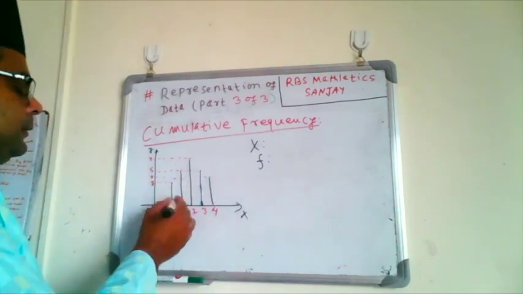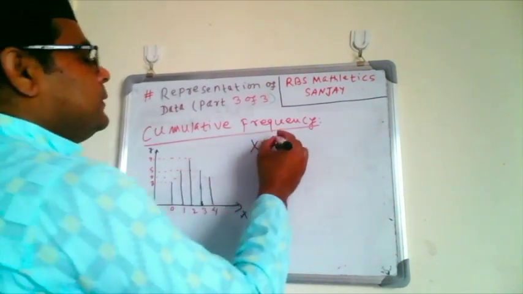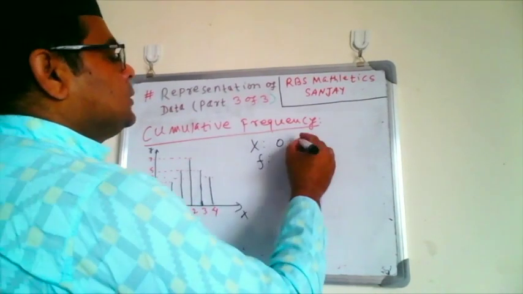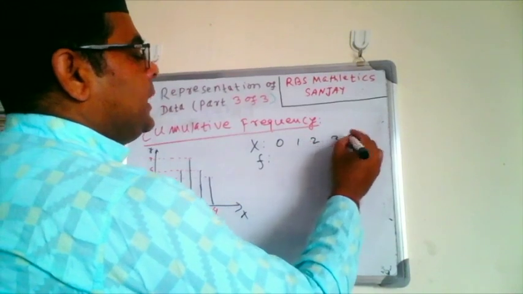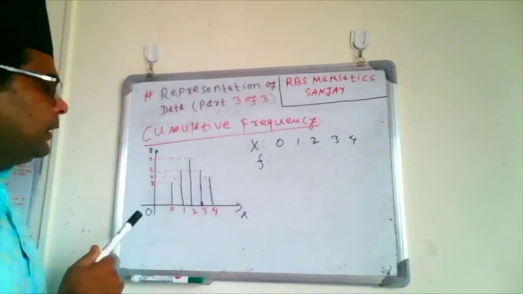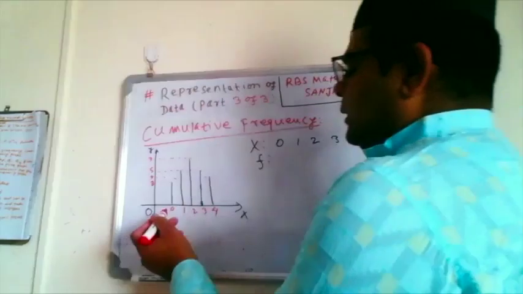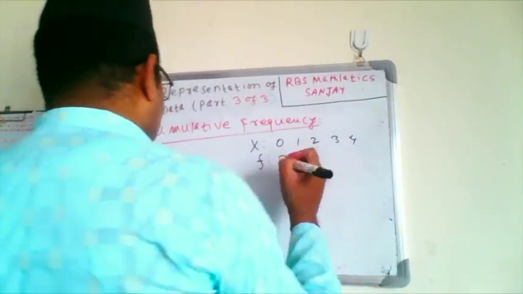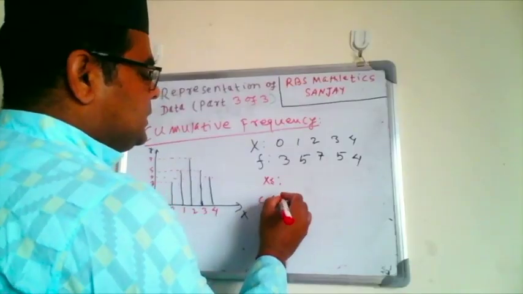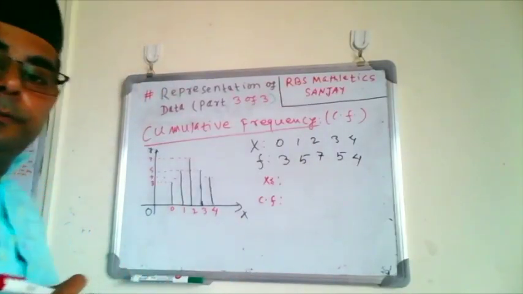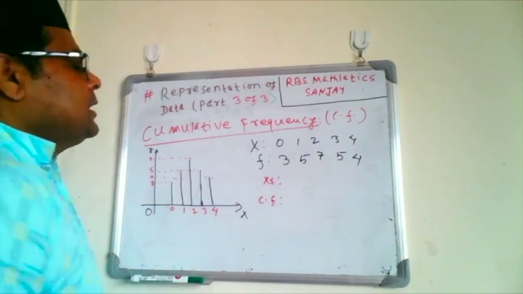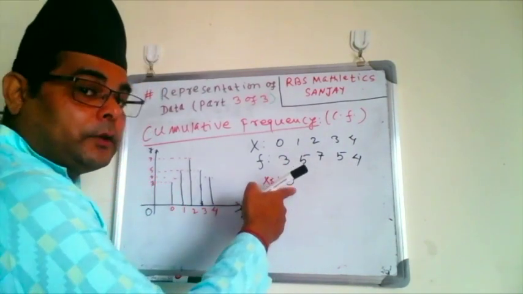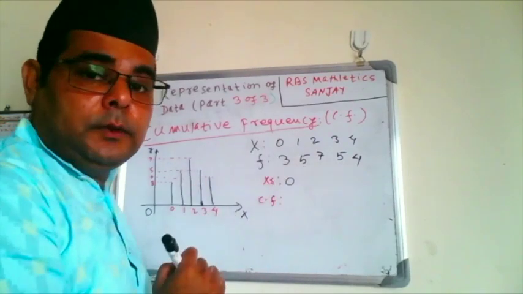So I collect all these values of x: 0, 1, 2, 3 and 4. From this line graph I see that 0 has frequency 3, so we write 3 here, and CF stands for cumulative frequency. In this case I am talking of less than or equal to 0. If I write that, it means x is less than or equal to 0, not that x is only equal to 0.